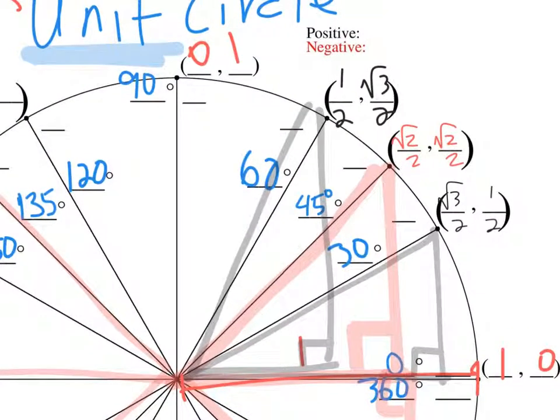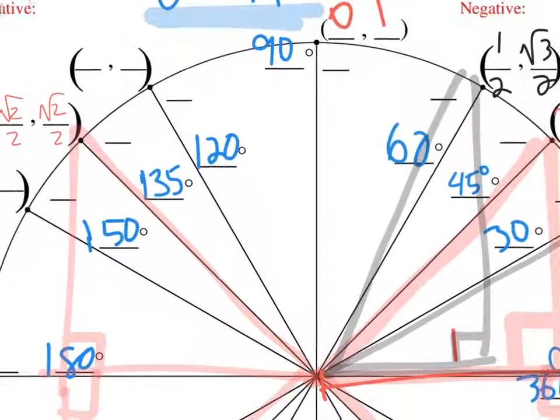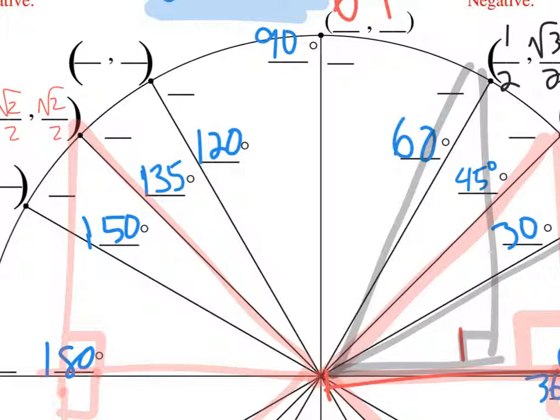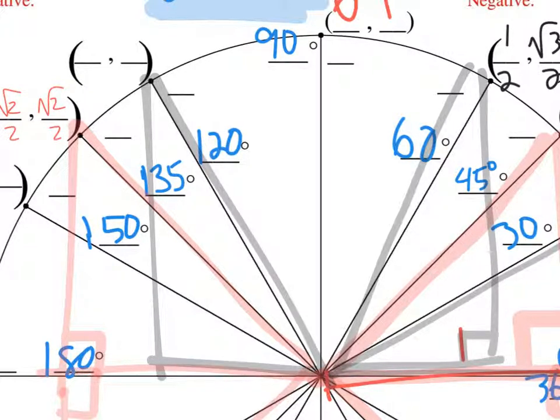Once you fill out one quadrant, the other quadrant is just the flip. It's just the exact same numbers except you change the signs. So for example, at 120, it looks exactly the same as the 60, right? Except you flip it over. So then the x direction is negative, but the y direction, you keep it positive.